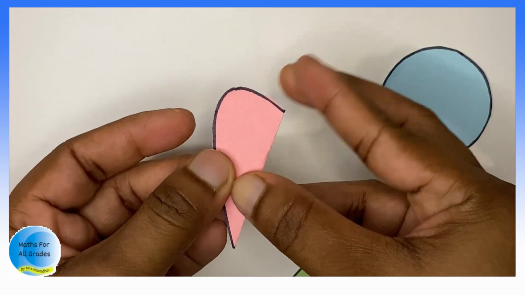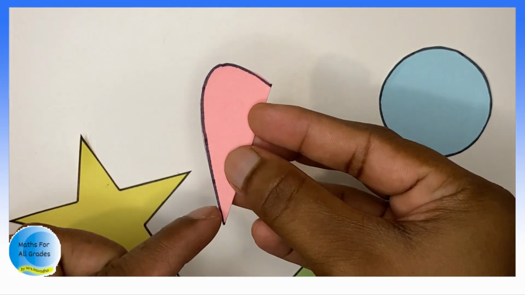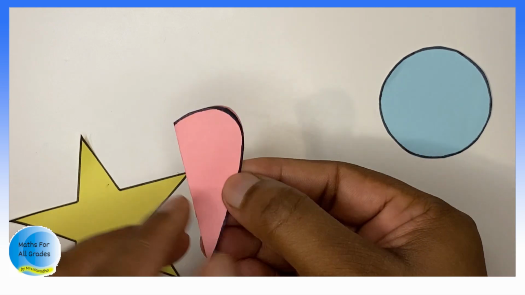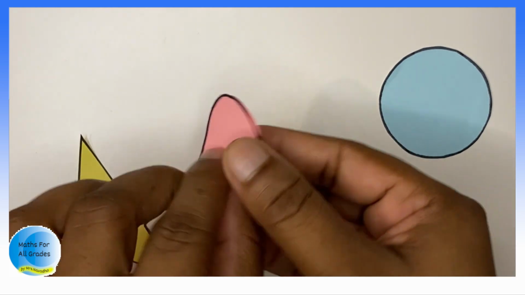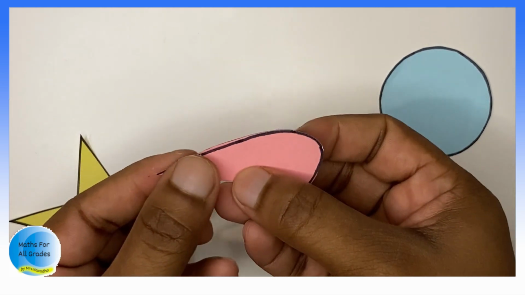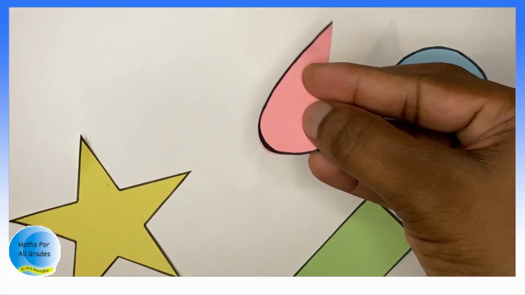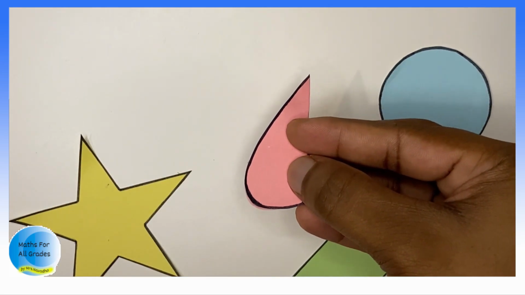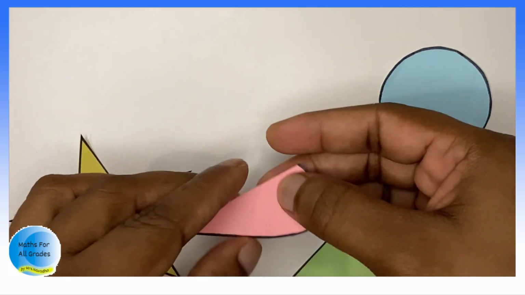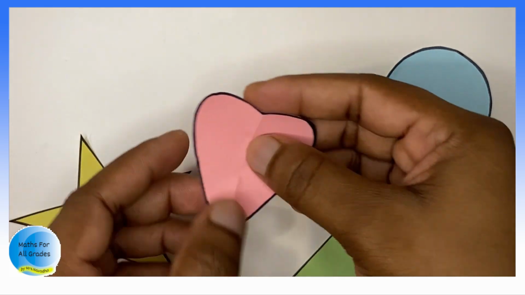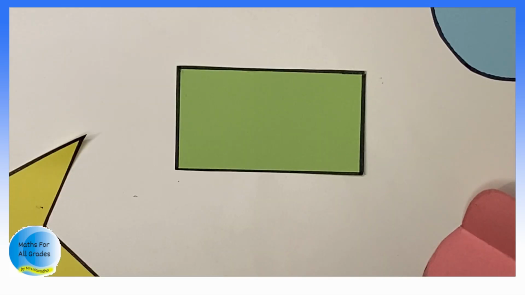And now you can see the edges are perfectly aligning with each other. And we can also say these two sides perfectly coincide with each other. So that means this figure has symmetry, or we can say this is a symmetrical figure. Let's move on to the second figure.